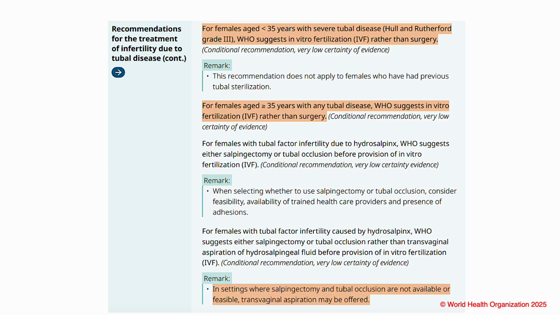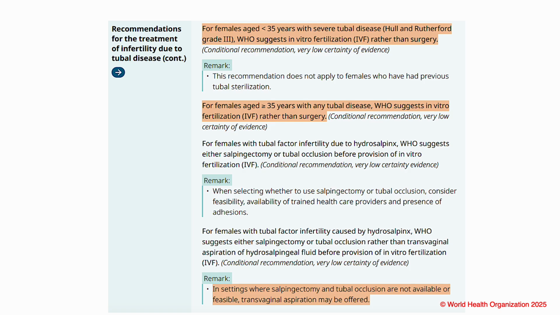For women less than 35 with Rutherford grade 3, WHO suggests in vitro fertilization over surgery. Any woman more than 35 with any tubal disease, whether 1, 2, 3, WHO suggests in vitro fertilization rather than surgery. So more than 35, WHO suggests IVF only. Less than 35, if it is 1 and 2, then surgery. If it is Rutherford 3, then IVF is preferred.